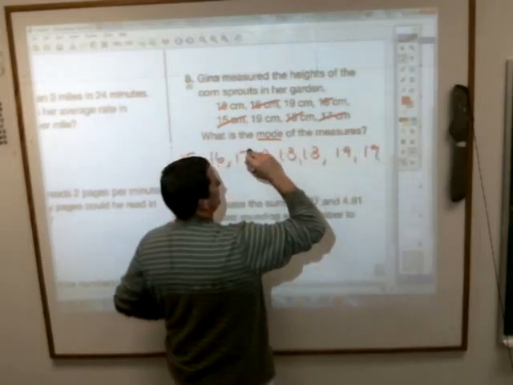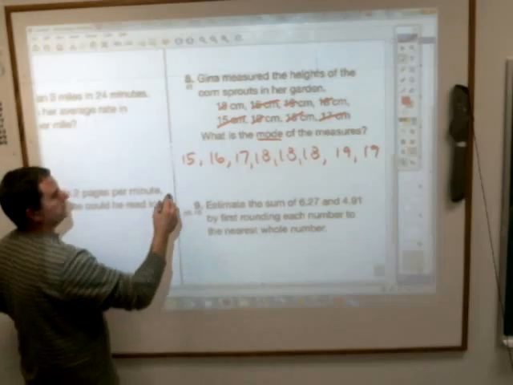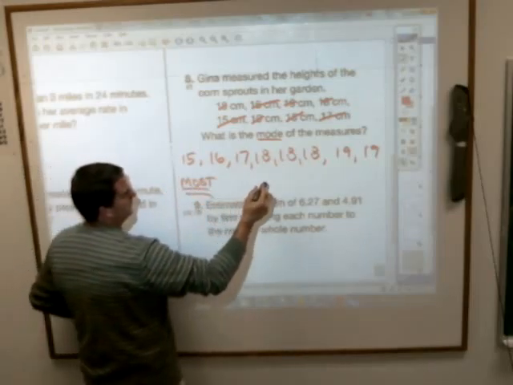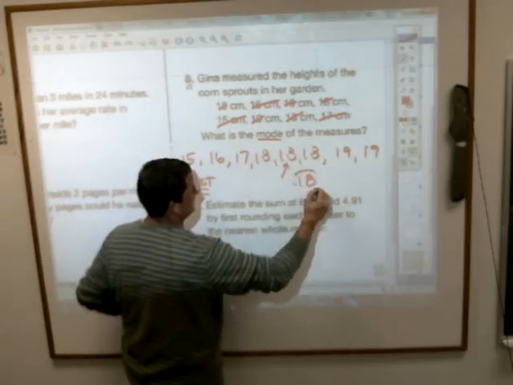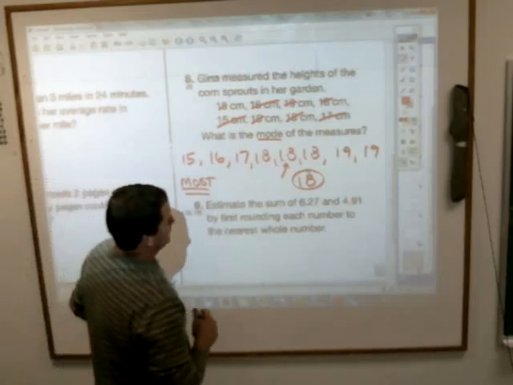And then I would have looked in my notes and seen what the word mode means, and that mode means the one that happened the most. And the number that appears the most seems to be this guy right here, 18. That would be what I would do, Bailey. Can you do number 11, please?